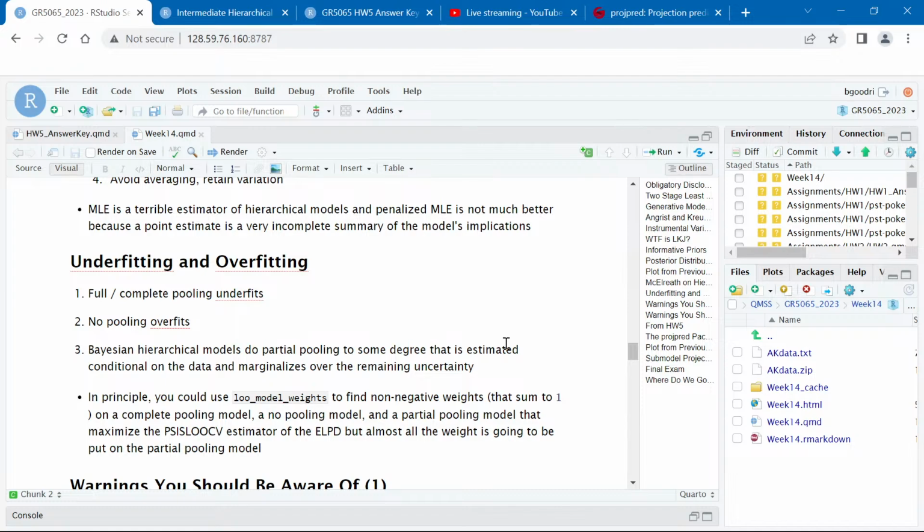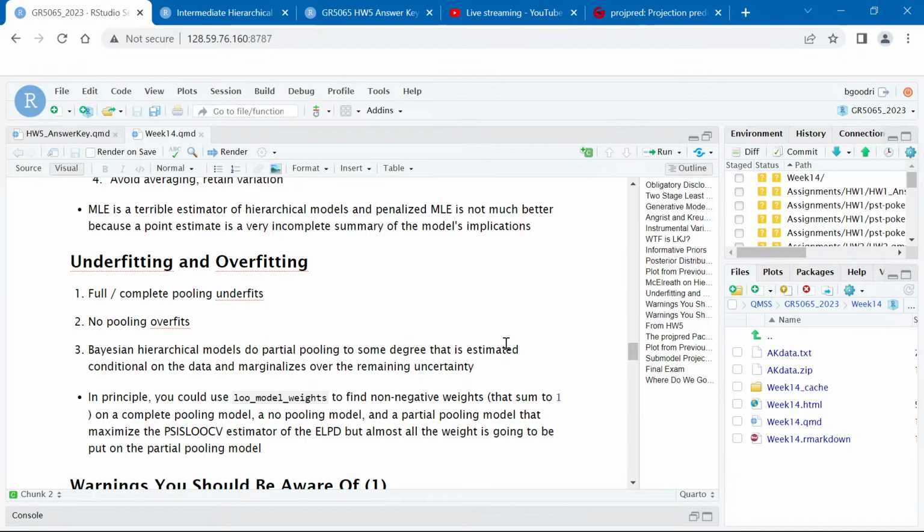You might think you want to do LOO model weights. Estimate a fully pooled model, estimate a no pooling model, use brms or rstanarm to estimate a partial pooling model, and then get LOO model weights to find three non-negative weights that add up to 1 that you could use to weight each of these three models to yield a composite which has the highest ELPD. And go ahead, do that. What you're going to find is like 98% of the weight gets put on the Bayesian partial pooling hierarchical model.